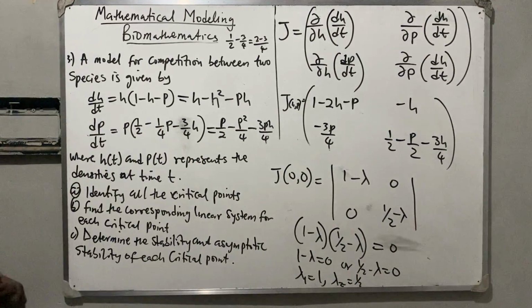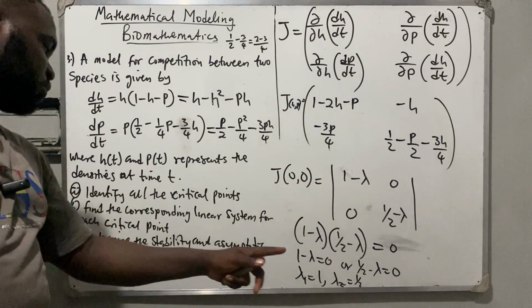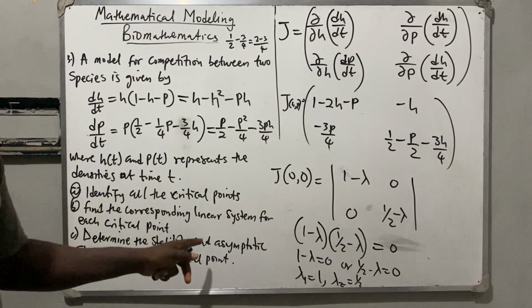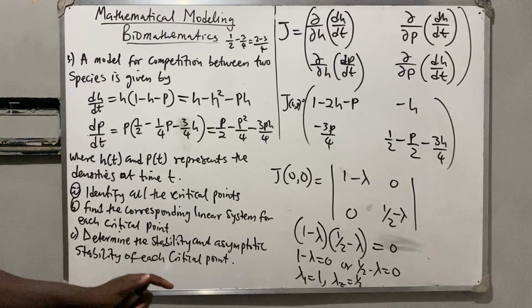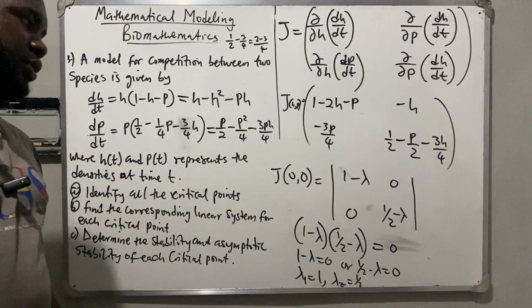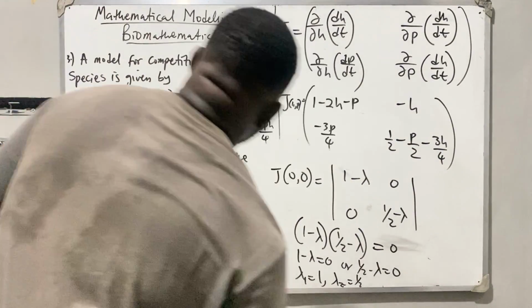And if you look at it, you see that both of them are positive. And if both of them are positive, we're going to have that this is unstable. When both of them are positive, tell them that it is what? Unstable. Because they say we should determine the stability or asymptotic stability. So we tell them that it is unstable for J, for the first one. So we'll go for the second one.